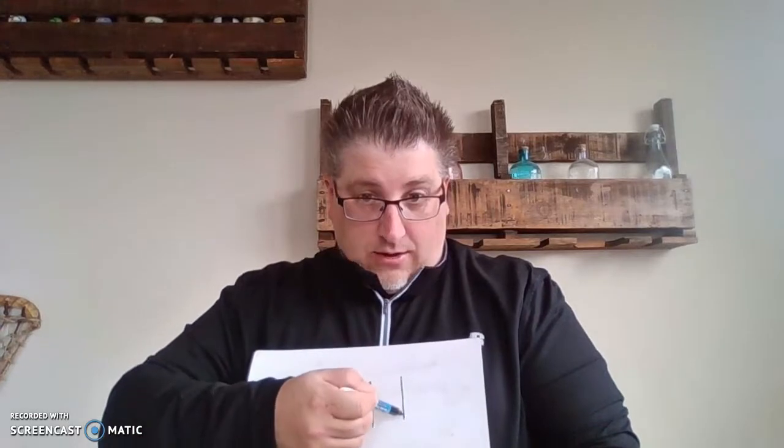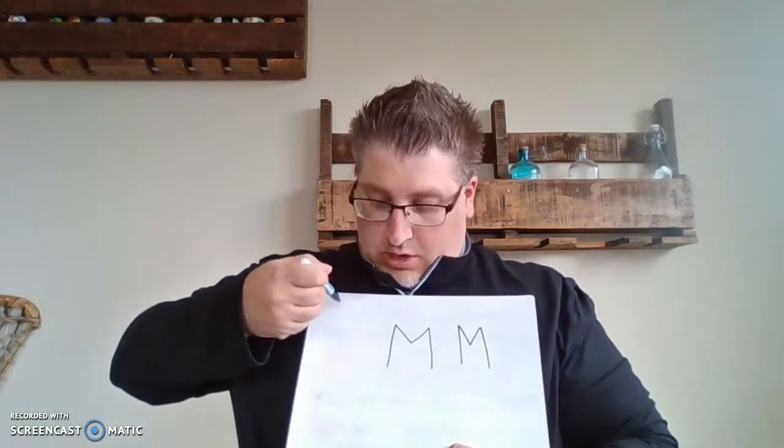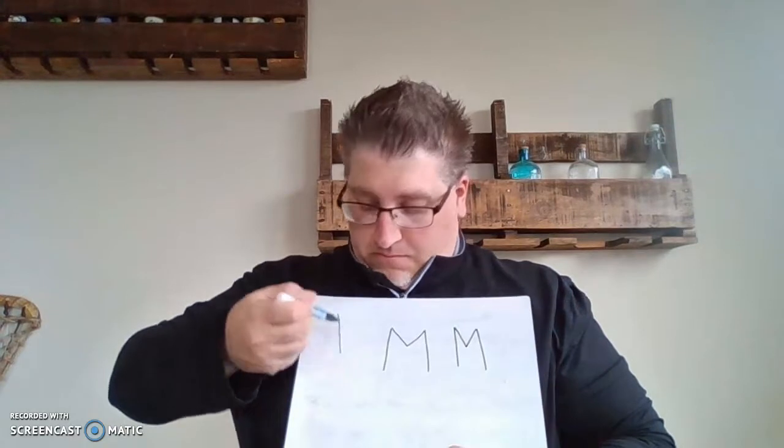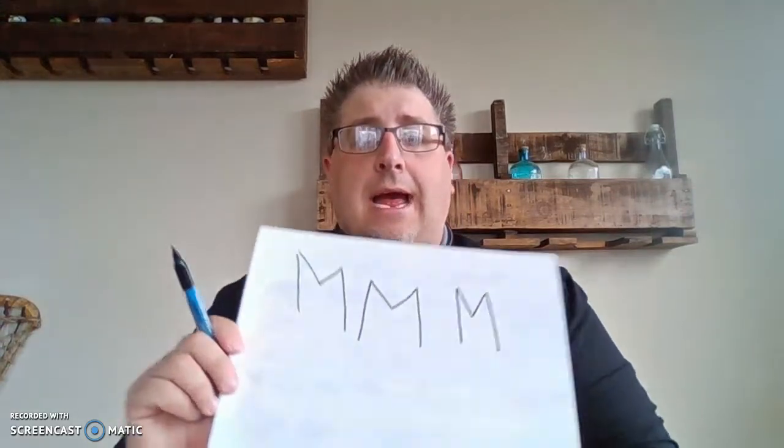So long line down. I want to come right back up to the top. Diagonal left, or excuse me, diagonal right, diagonal up, long line down. Okay? Let's do one more of those. Ready? Here we go right here. Long line down, diagonal right, diagonal up, long line down. That is your uppercase M.